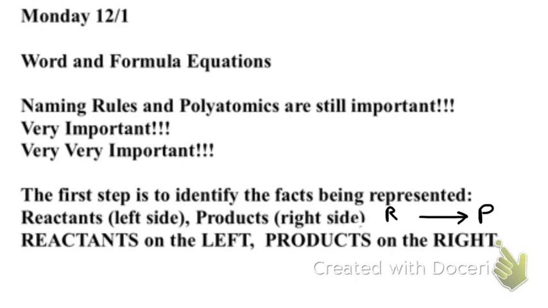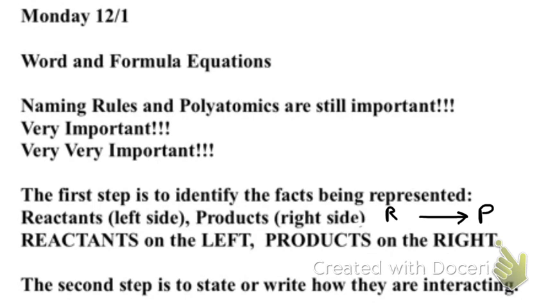You can pause this video if I'm going too fast or people need a little time to catch up. The second step for going from word to formula or from formula to word is to state or write how those facts are being represented. You need to state how they're interacting. So we're going to do that on the next slide for two different equations. One going from word to formula, one going from formula to word. You can pause here if people need a little more time.